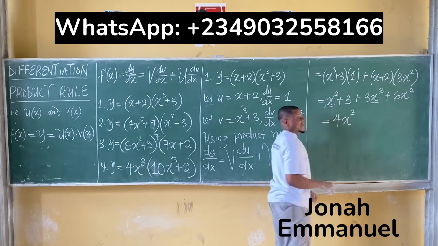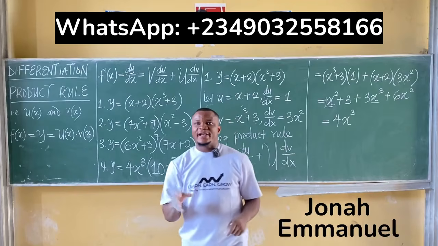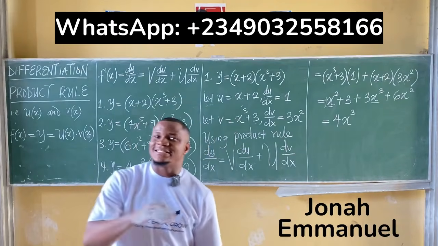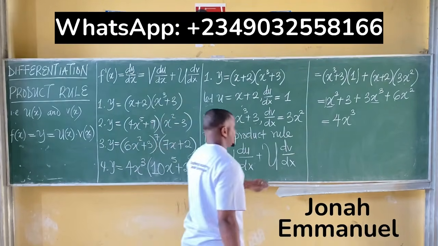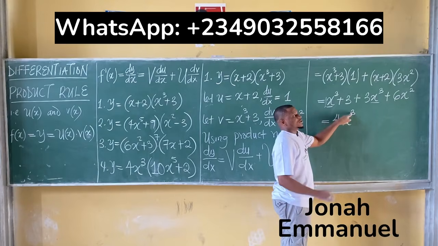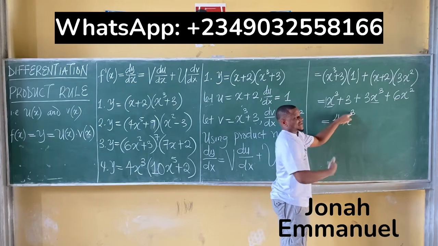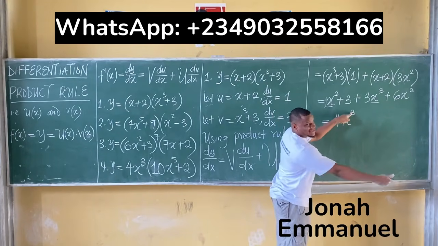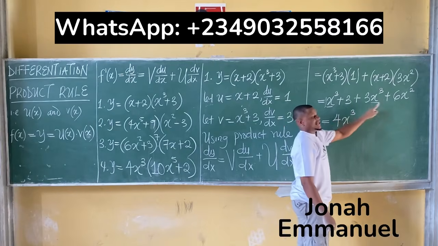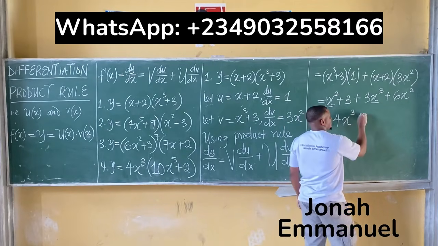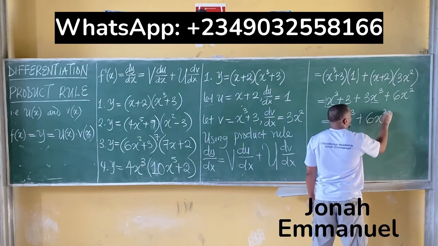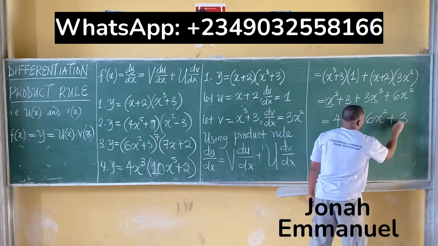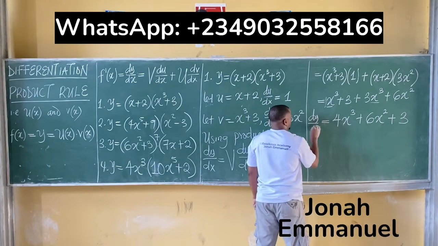4x cubed. In arranging polynomials, you arrange in descending order. If I'm having an x cubed, after x cubed, what comes next? x squared. So you don't pick this one, you pick the x squared first. So it becomes plus 6x squared plus 3. This is the value of dy/dx.